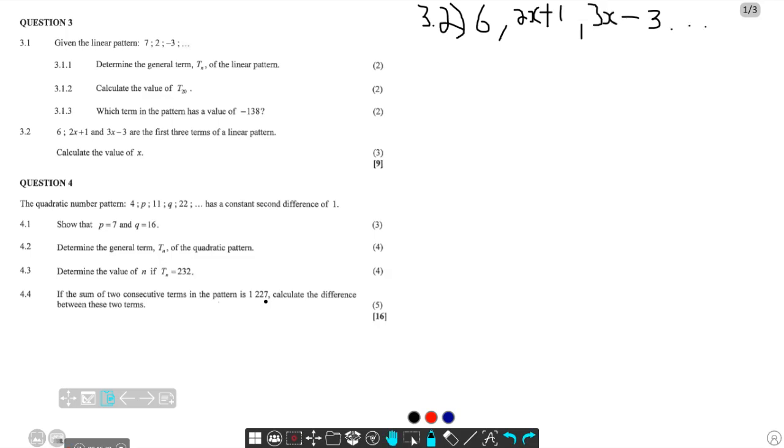So now these are our first 3 terms, right? And note they say that it is a linear pattern, right? So please, don't stress when you get here and say what is happening. Relax.